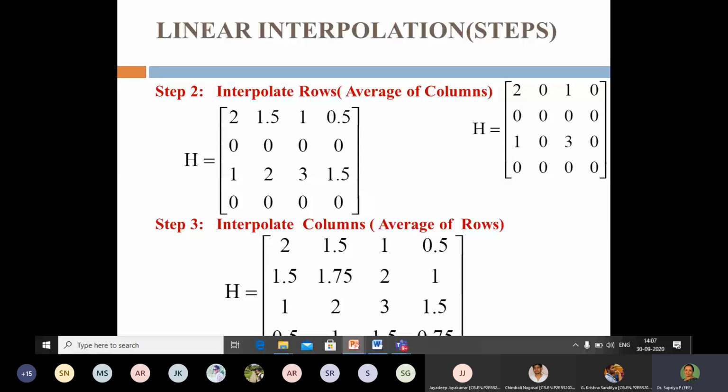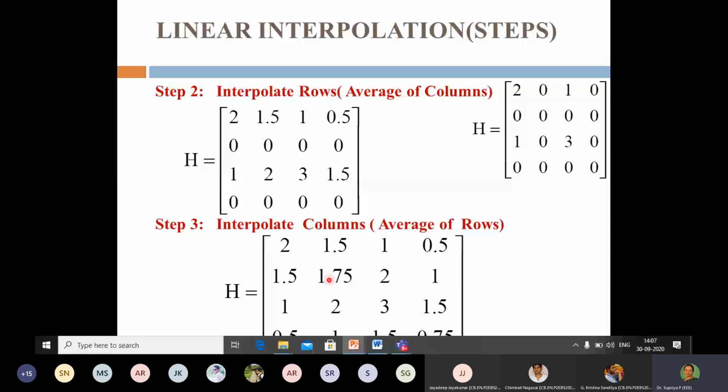The next step is averaging of rows. When we go for the averaging of rows, the process is almost now clear. The first row and the third row are going to be retained, just like the first column and the third column were retained. As a result, what happens here is we have an average of 2 and 1, which means it is 1.5, an average of 1.5 and 2, that means 3.5.